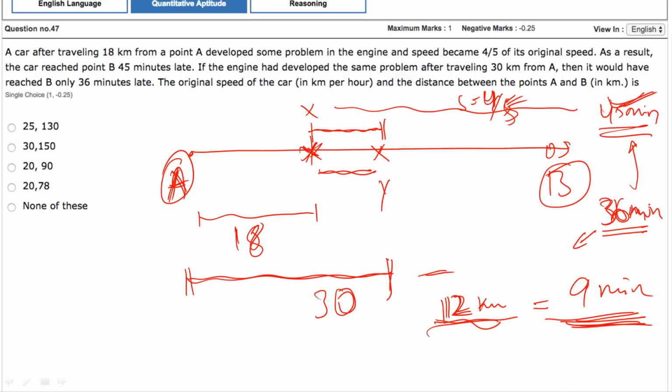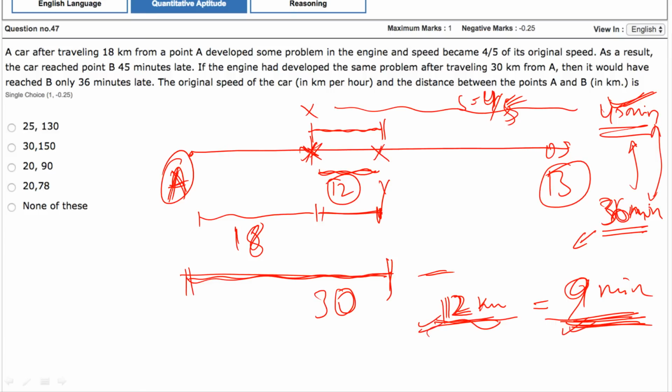What I am saying is, first 18 kilometers traveled at the normal speed, the remaining distance, which we do not know, traveled at reduced speed, and a total late cost of 45 minutes. First 30 kilometers traveled at the real speed, the remaining at the reduced speed, total difference of 36 minutes. That means this 12 kilometers has actually caused the delay of 9 minutes. In the second case it traveled this 12 kilometers at the normal speed and saved this 9 minutes, which means this 12 kilometers is causing the delay of 9 minutes.